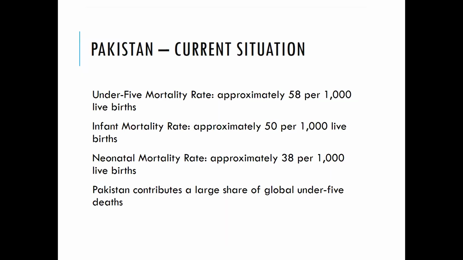So for the condition of Pakistan, we can see that the under five mortality rate is approximately 58 per 1,000 live births. Infant mortality rate is approximately 50 per 1,000 live births. Neonatal mortality rate is approximately 38 per 1,000 live births, and Pakistan contributes a large share of global under five deaths.